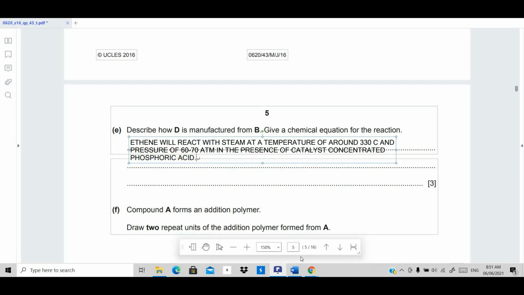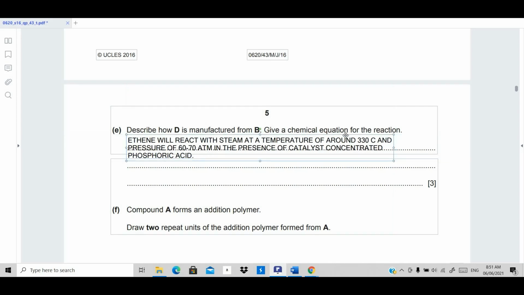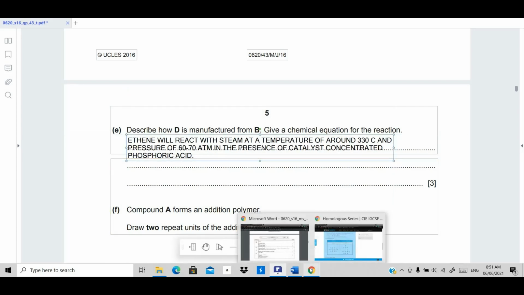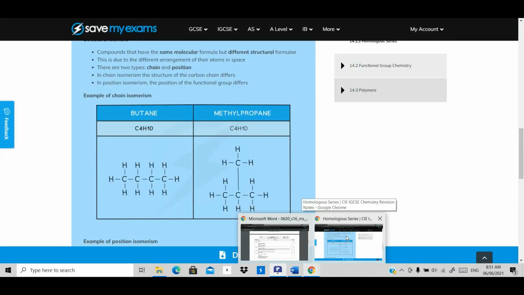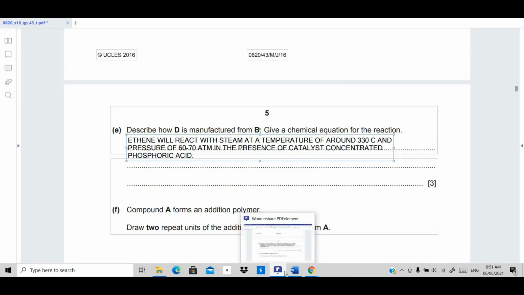Now we need to give a chemical equation. Basically we were asked to write only 2 conditions. When I saw the marking scheme, we were asked to write only 2 reaction conditions, but I wrote all of them so you can clearly see all these catalysts, and if you forget something, you can use another one. And now we'll write the chemical equation for the reaction.